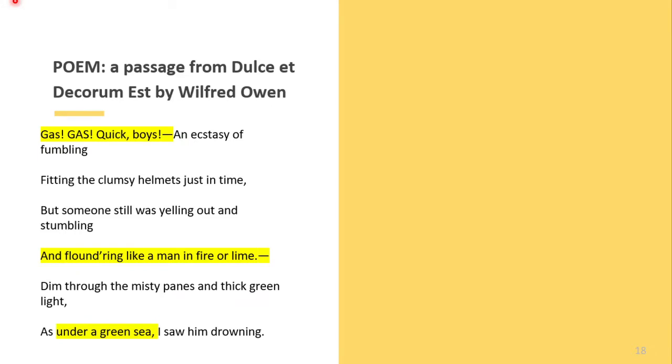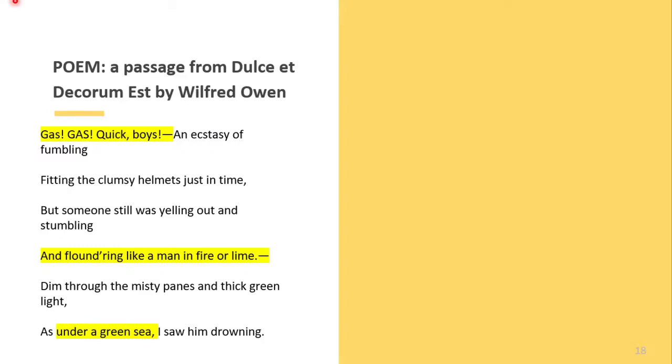Gas, gas, quick boys, an ecstasy of fumbling. Fitting the clumsy helmets just in time, but someone still was yelling out and stumbling, and floundering like a man in fire or lime, dim through the misty panes and thick green lights, as under a green sea I saw him drowning.